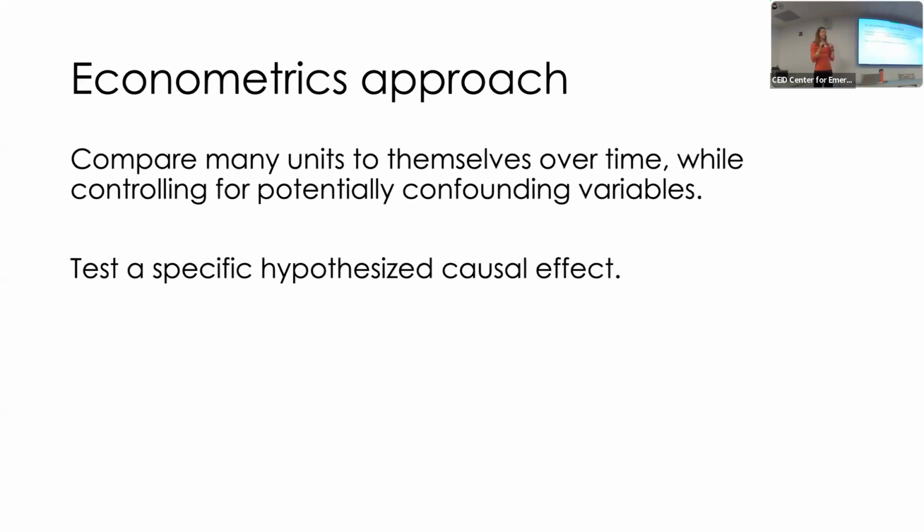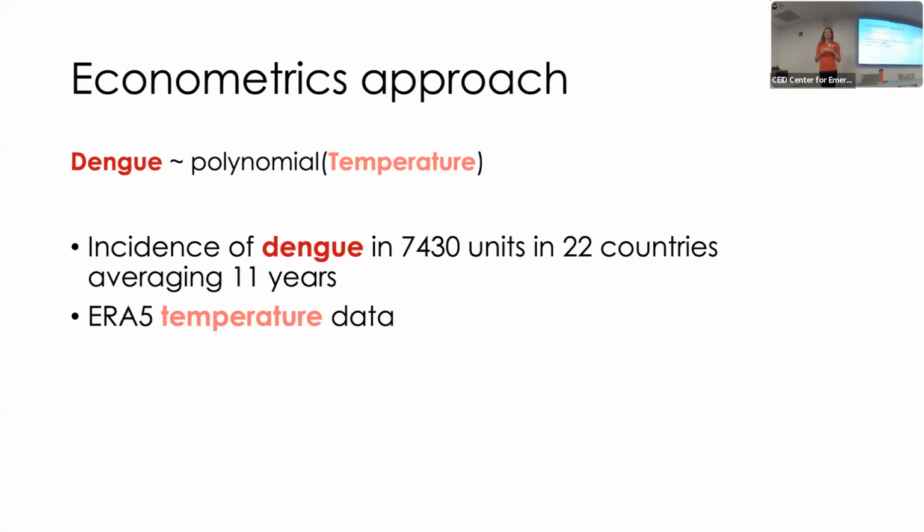In contrast to a lot of biological modeling, where you might be looking for the best possible model to explain the most variation in the data, that's not the goal here. The goal is to test this hypothesized effect of temperature while controlling for as much possible confounding variation as possible. So this is the structure of this type of model.